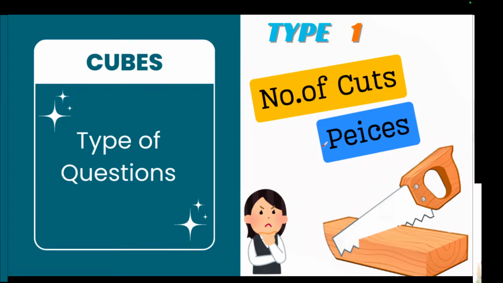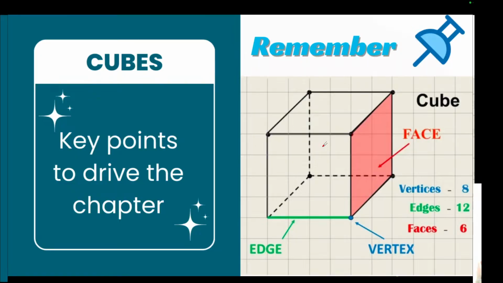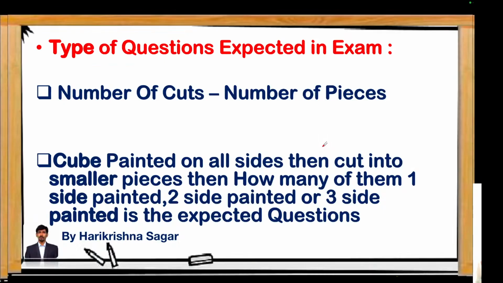So in the first type of question, number of cuts and number of pieces they will be giving. When you are solving these, do remember a few important points. For example, there is a cube like this, you are making 3 cuts, then how many pieces are you going to get? 1 cut will give 2 pieces, 2 cuts will give 3 pieces, 3 cuts will give 4 pieces. So this is one possible answer.